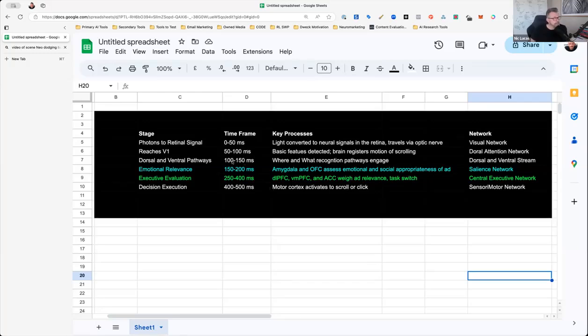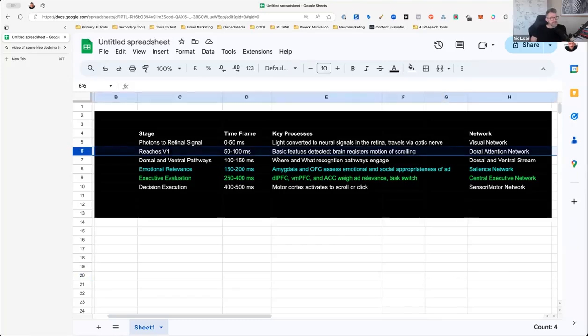And the first three lines here are the first things that happen, and it's irrelevant what you've written at this point or what image you've used. The photons hit the retina, the back of your eyes. Mind you, it's blurry too, so the eye's got to do all this really complicated stuff. At this level, it reaches your visual cortex, and you can see here that the basic features of the ad are detected, and the brain registered some motion of scrolling, but nothing's really identified yet. Then here at the 100 millisecond point, and sometimes earlier, you've got what they call the what and where recognition pathways, right?